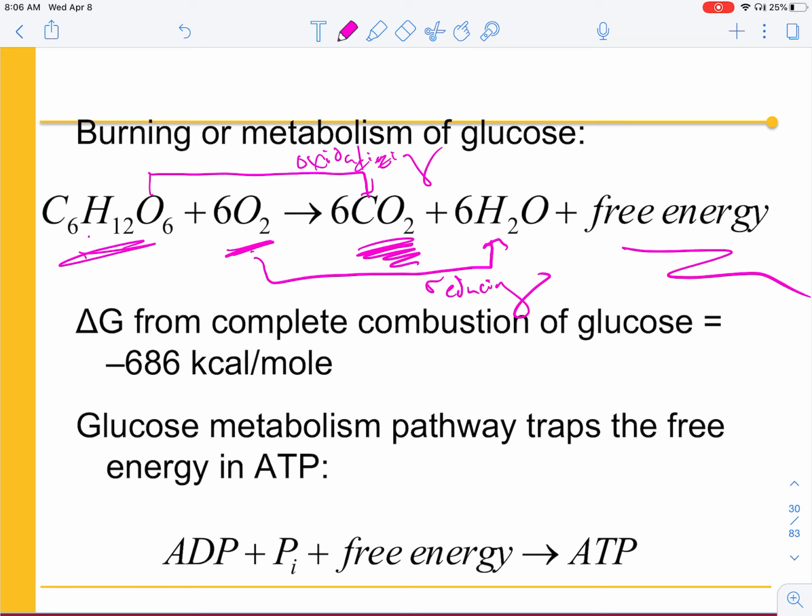In the process, you're forming this energy. If you were to completely oxidize it, like just burn it up, you get 686 kilocalories per mole. We aren't going to capture all of that. We'll only capture about 25% of it by the time all is said and done. And the way we capture it is in the form of ATP.